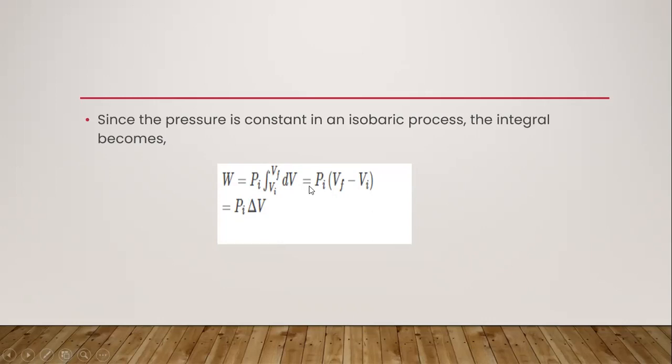So integral dV can be further rewritten as V from V1 to V2. In place of V, substitute the upper limit and lower limit. Vf is the final volume of gas and Vi is the initial volume of gas. So Pi into Vf minus Vi. Further, the work done equation can be expressed in short form as Pi into delta V, where delta V is the change in volume between the initial and final state.